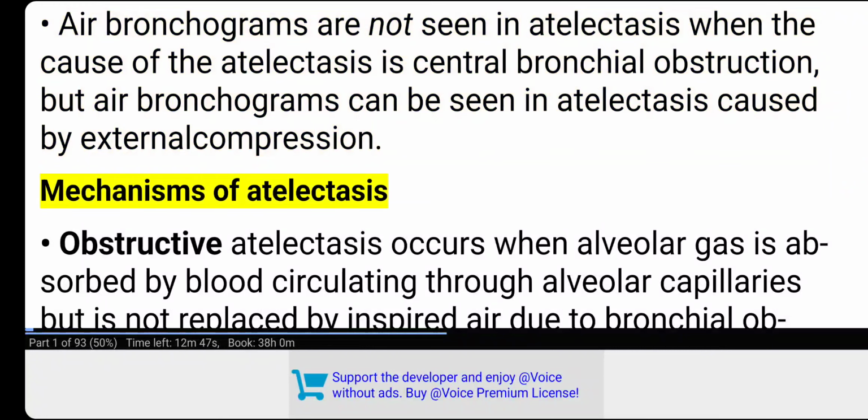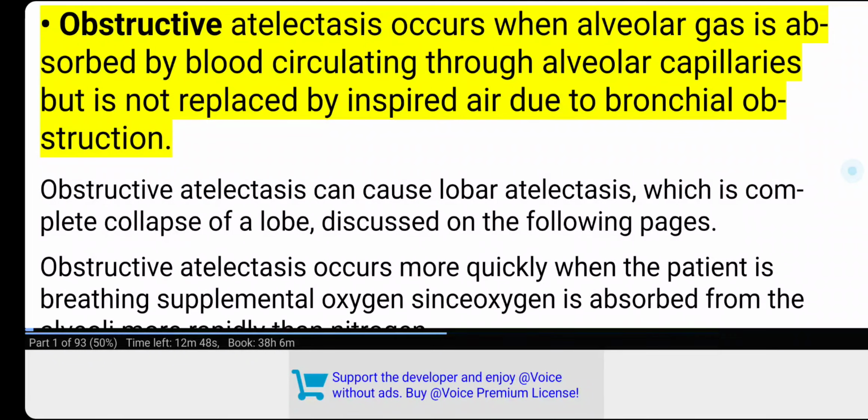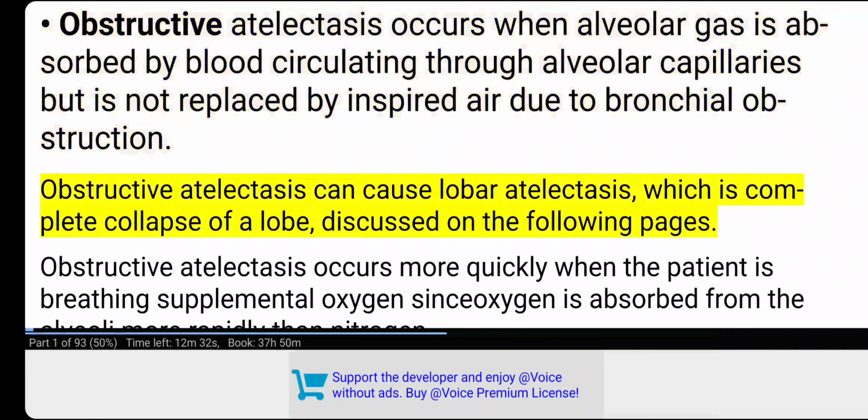Mechanisms of atelectasis. Obstructive atelectasis occurs when alveolar gas is absorbed by blood circulating through alveolar capillaries but is not replaced by inspired air due to bronchial obstruction. Obstructive atelectasis can cause lobar atelectasis, which is complete collapse of a lobe, discussed on the following pages.